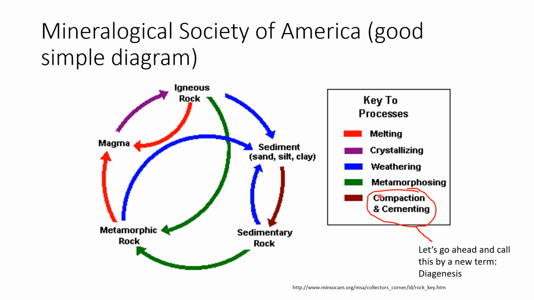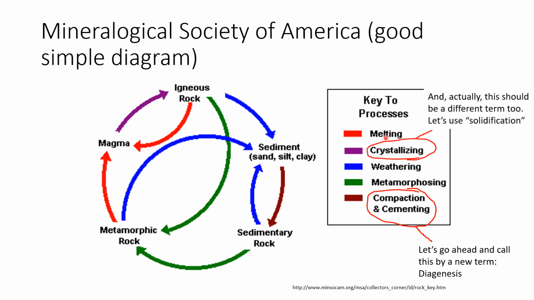And that brings up a couple of things that I did want to change on this diagram. They talk about compaction and cementing, and I want to use a more general term. This will add to your vocabulary in geology: a term called diagenesis, and that is becoming rock. Compaction and cementation are parts of the process, but they're not the only way that it can happen. So we're going to call it diagenesis as a whole. And similarly, this uses crystallization up here, and I want to use the term solidification.